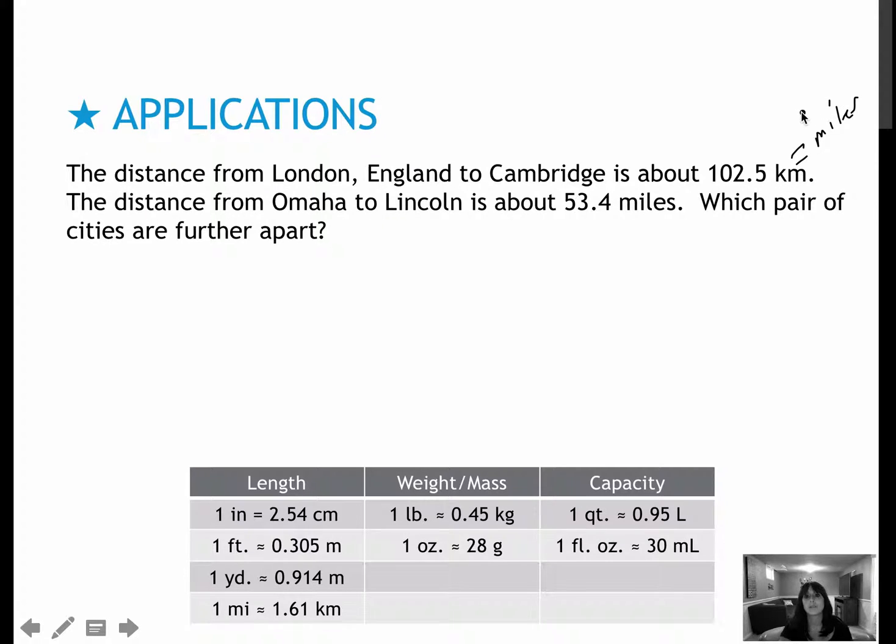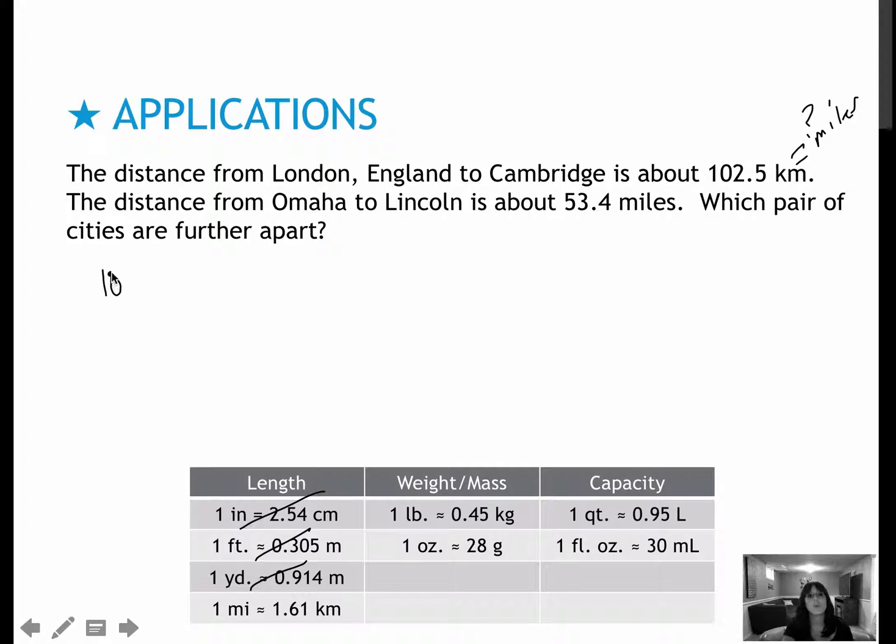How many miles? So to do that, again, I'm going to look at my length and I'm going to find the conversion factor that I would use. Inches to centimeters doesn't make sense. That would be a lot of conversions. Feet to meters, don't love it. Yards to meters, definitely not. Miles to kilometers, I think I found a winner.